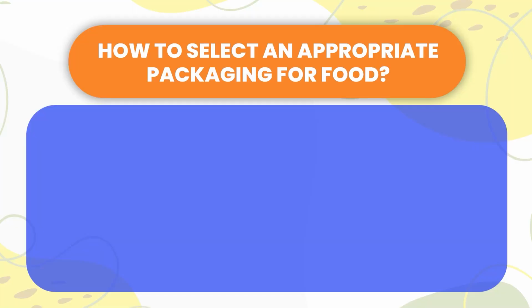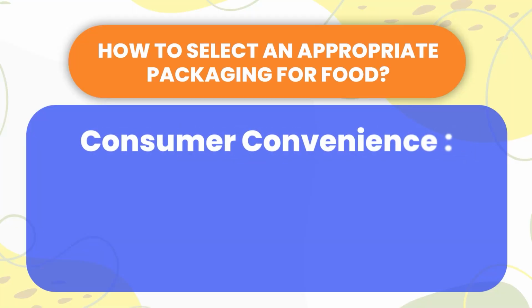Then you have to consider the consumer convenience. I have already explained that there should be ease of use. Packaging should be easy to open. When possible, easy to resealable, microwavable, easy to dispense product to enhance the consumer convenience. And it should also provide the required information on the package label. So you have to give the various information about the ingredients, nutritional information, allergy warning, storage instruction, etc.